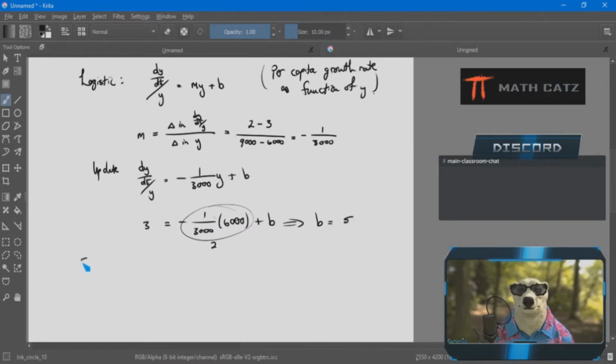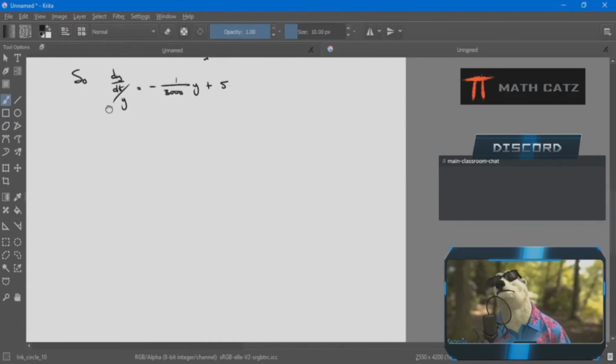So finally, we get our per capita growth rate as negative 1 over 3,000 y plus 5. Now, this doesn't necessarily look very appealing or familiar when it comes to our logistic equation. Our logistic model just requires a little bit of rewriting.